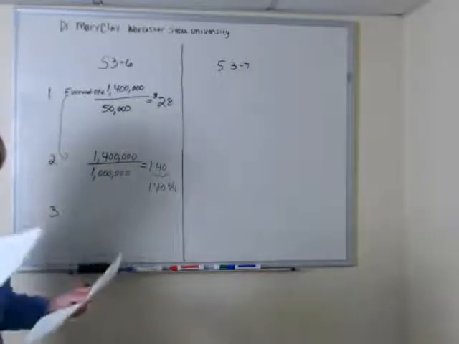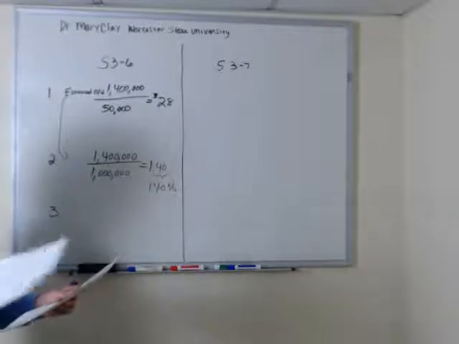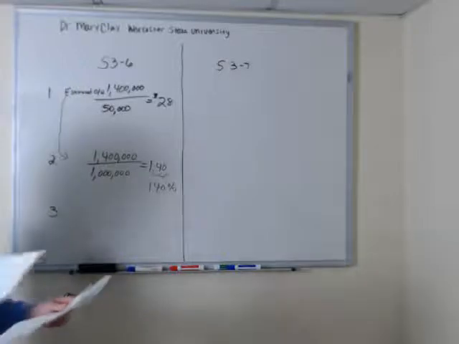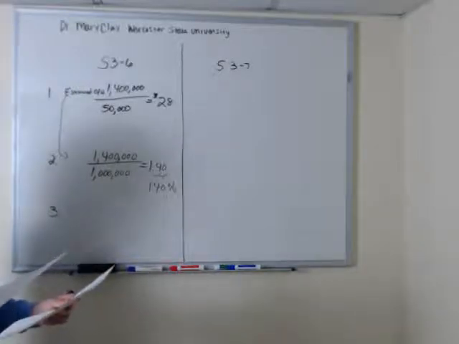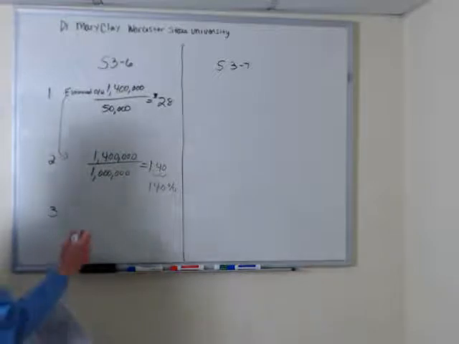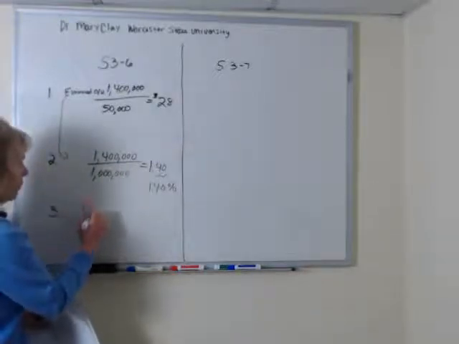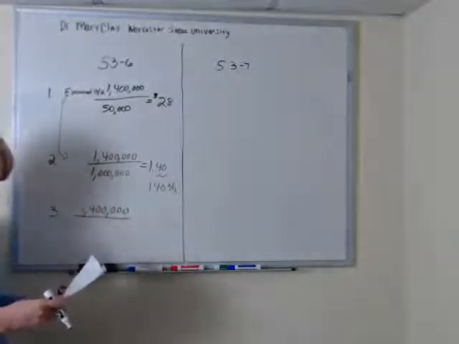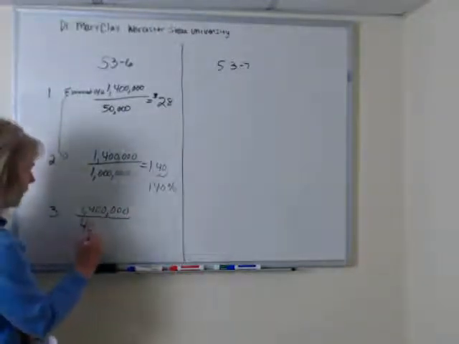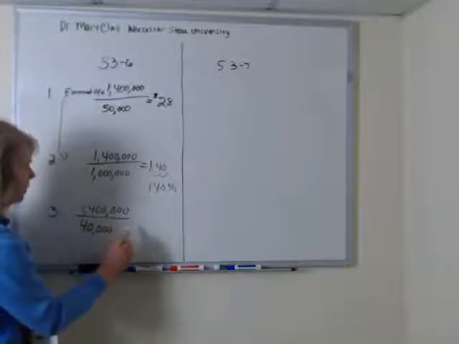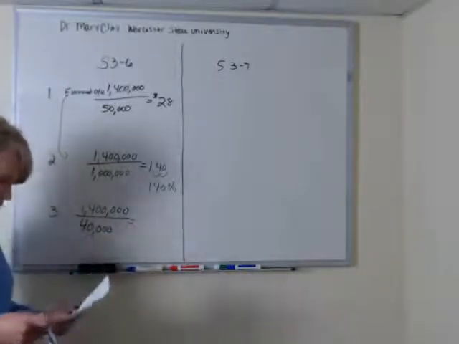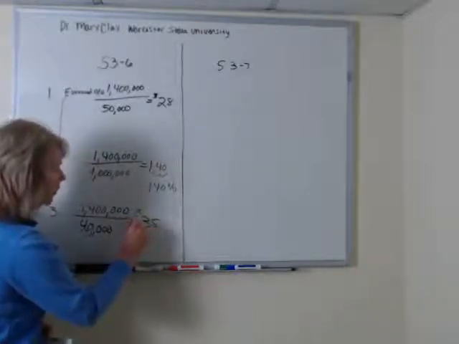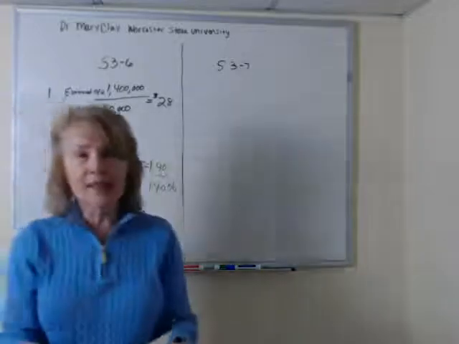Now next I go to requirement 3. Here's what it says. Assume that the allocation base is machine hours. I look back at the problem. It tells you that they're expected to run for 40,000 hours. My numerator is still the same, my overhead estimate, and then my estimate for machine hours is 40,000. And again, that's machine hours. Divide that out, and that is $35 per hour. So that's what you'll do on S3-6.